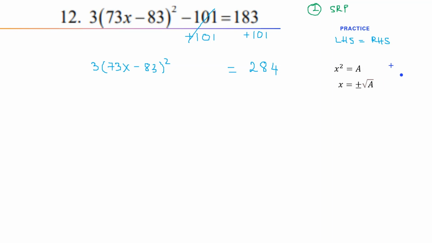All right, now we have to divide both sides by 3. That 3 divided by 3 is 1. We are left with (73x minus 83) squared equals 284 divided by 3.